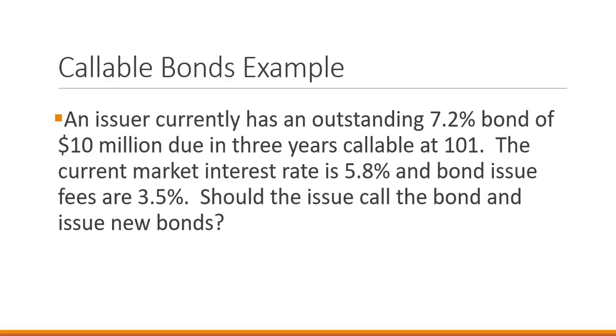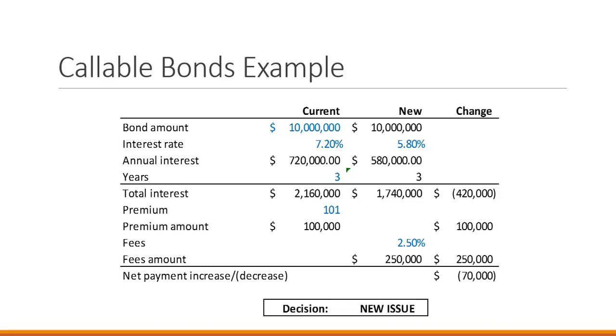If they issue new bonds, they'll issue at the new market rate of 5.8%, and they will pay fees of 3.5% of the bond issue. So, should the issuer call the bond, in other words, pay the bond off early, and issue new bonds? Just one quick edit. You'll notice now that the fees have changed to 2.5%. So instead of 3.5%, we're going to complete the analysis with issuance fees of 2.5%. Let's proceed. And here's our analysis.